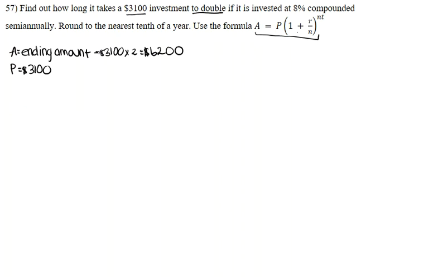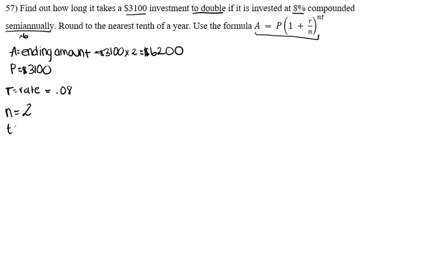We know that our R is our rate in decimal form. Make sure you always have it in decimal form. And it says that it is invested at 8% compounded semi-annually. So let's rewrite that. 8% as a decimal is 0.08. N refers to the number of times it is compounded every year. So it is semi-annually, meaning every 6 months. In 1 year, there are 12 months. 6 can go into 12 2 times. So N will be 2.